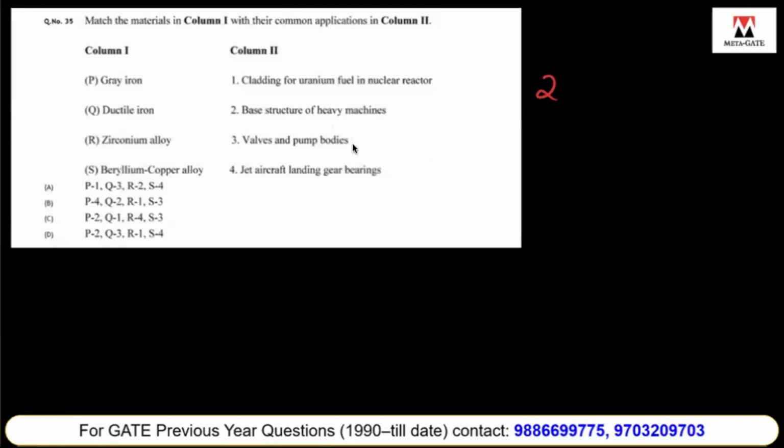And then ductile iron will be used in valves and pump bodies. The zirconium alloy is used as a cladding for uranium fuel in a nuclear reactor. Beryllium copper is generally used for jet aircraft landing gear bearings. So you might have heard about tin brass bearings, etc. So the answer is 2314.